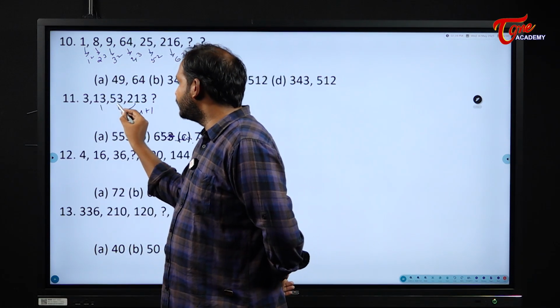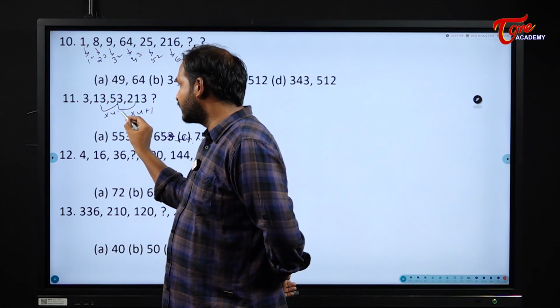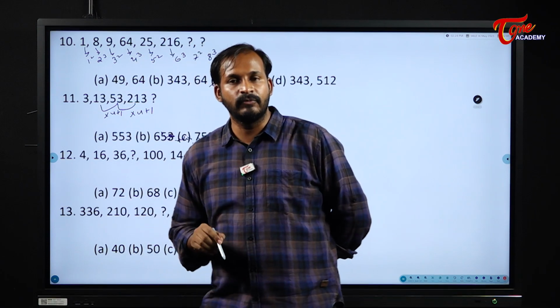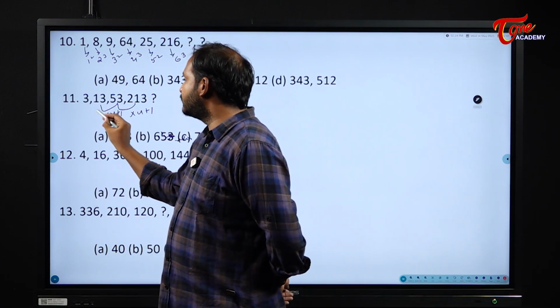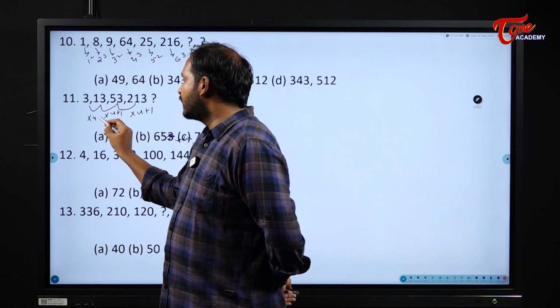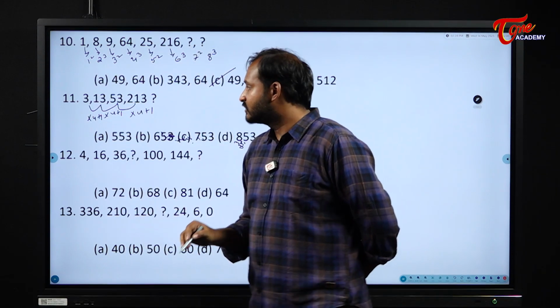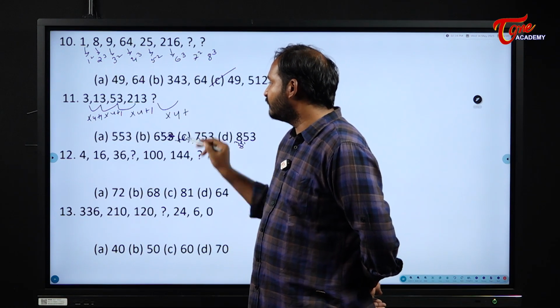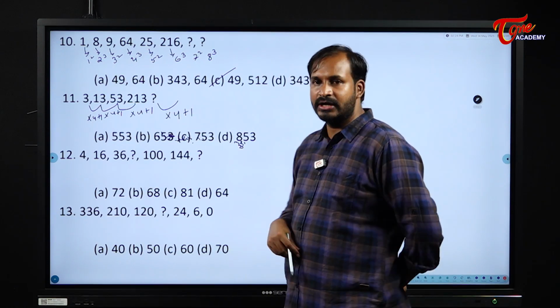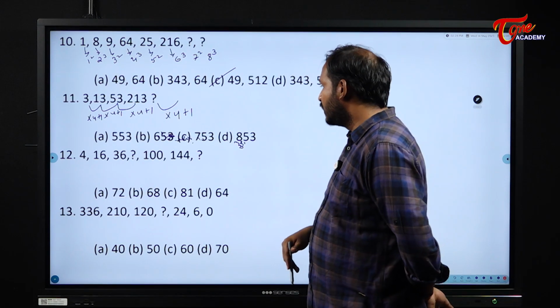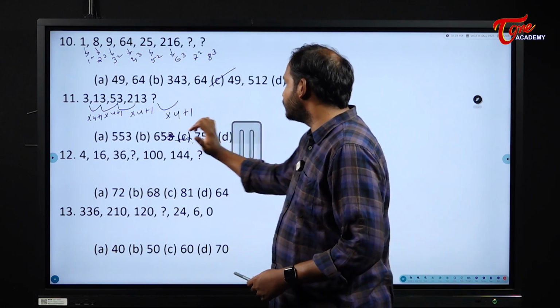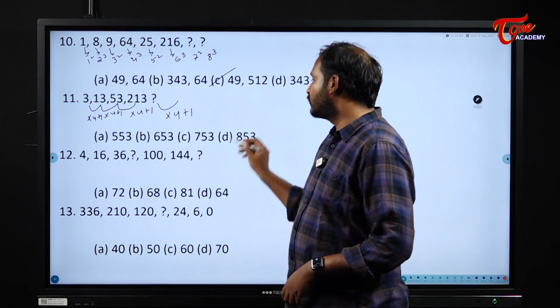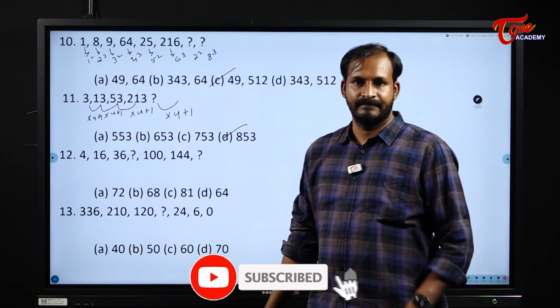Similarly, 30 into 53, what does it become? Into 4 plus 1. 13 4s are 52, and 52 plus 1 is 53. Similarly, 3 4s are 12 plus 1, which is 13. So here also, what should I do? I should multiply it by 4 and add 1. So 213 4s, what does it become? 852. 852 plus 1, what does it become? 853. So our answer here becomes 853.